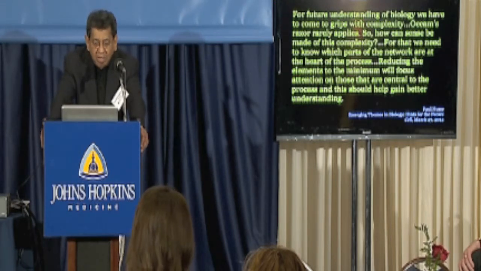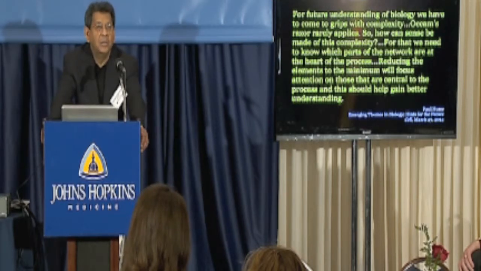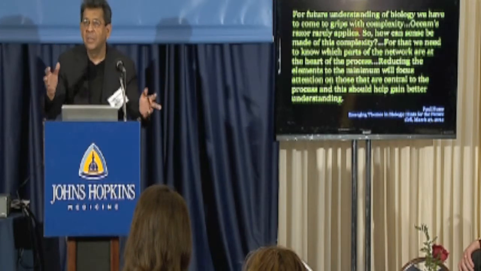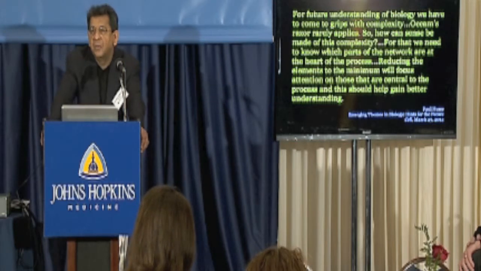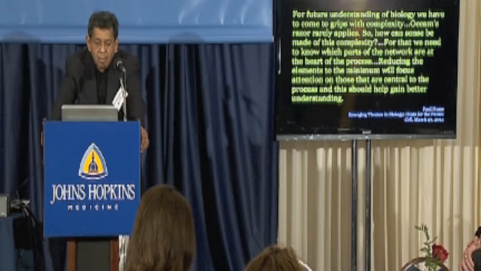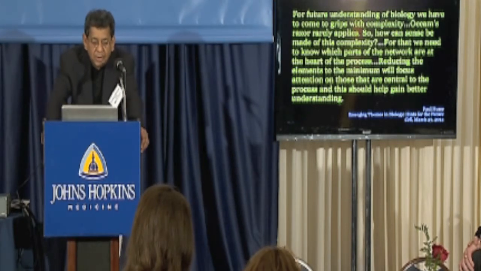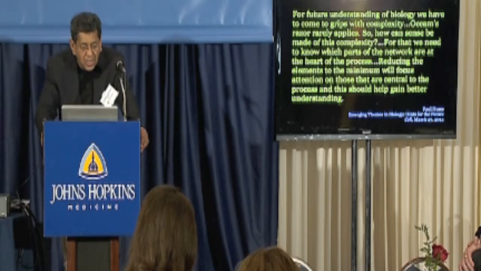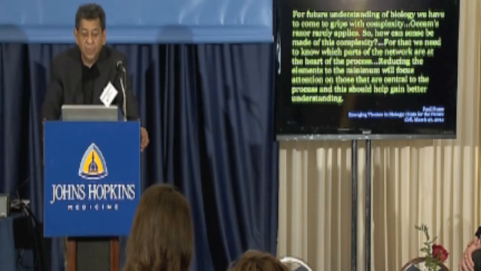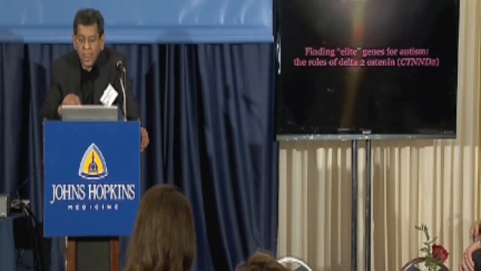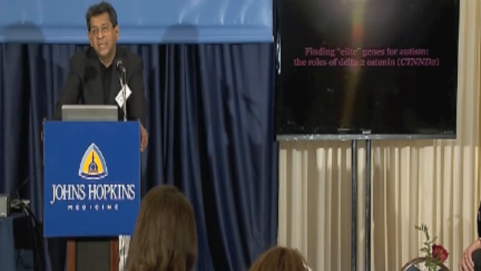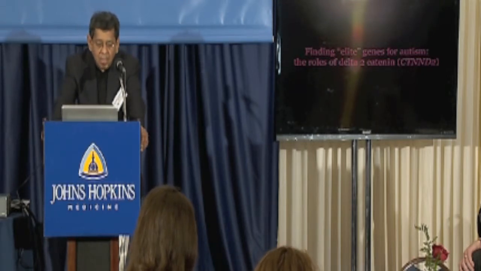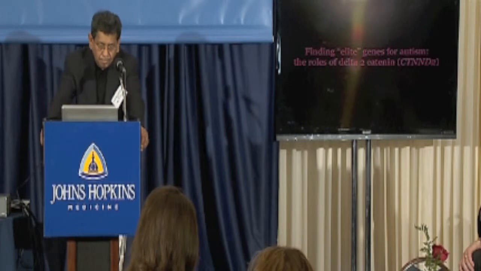And he suggests for that we need to know which part of this complicated network, this furball that I showed you in the previous slide, which parts of this are at the heart of the process. And we need to, in fact, reduce the elements to the minimum because that will focus attention on those that are central to the process and therefore give us much better understanding. So I'm going to use this principle to tell you a little bit about one gene that's teaching us now a lot about how autism may come about.